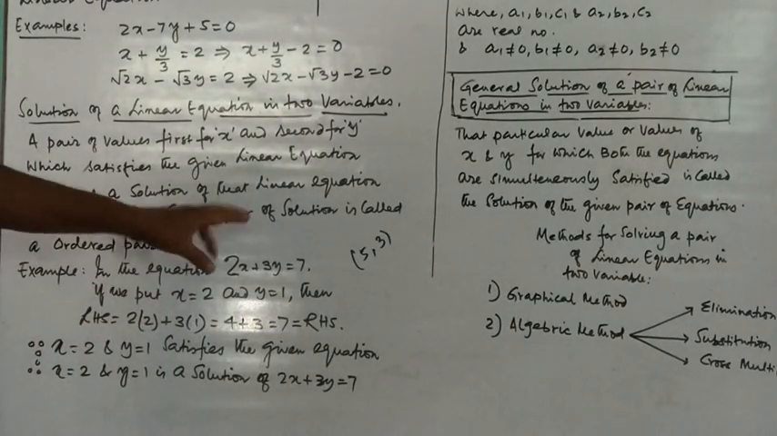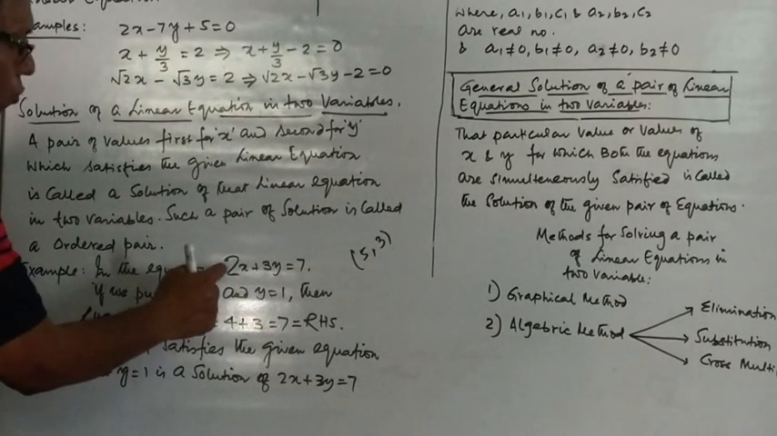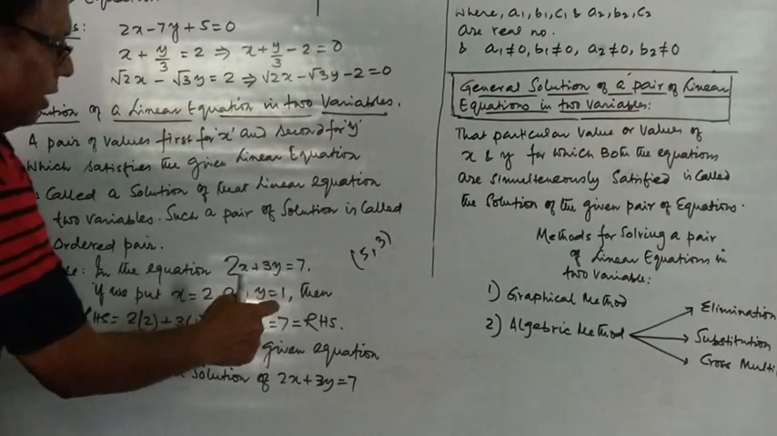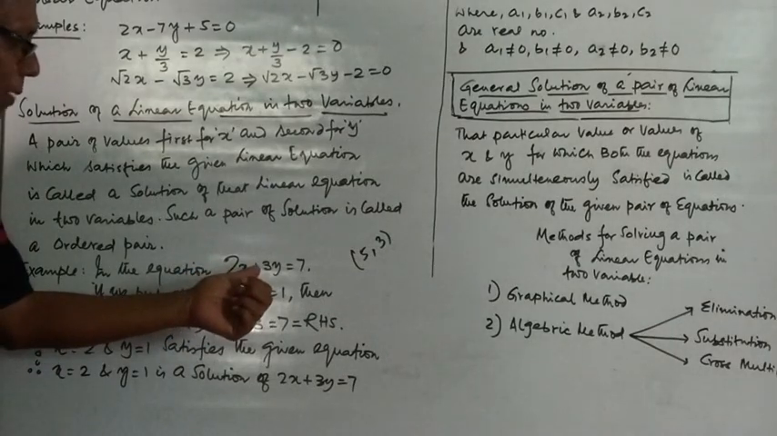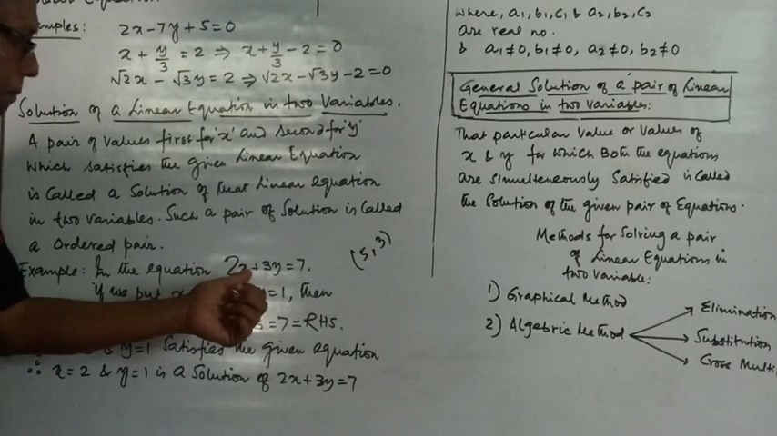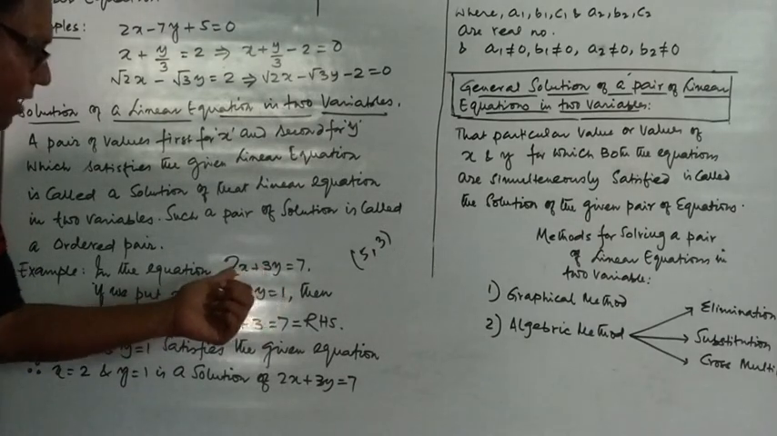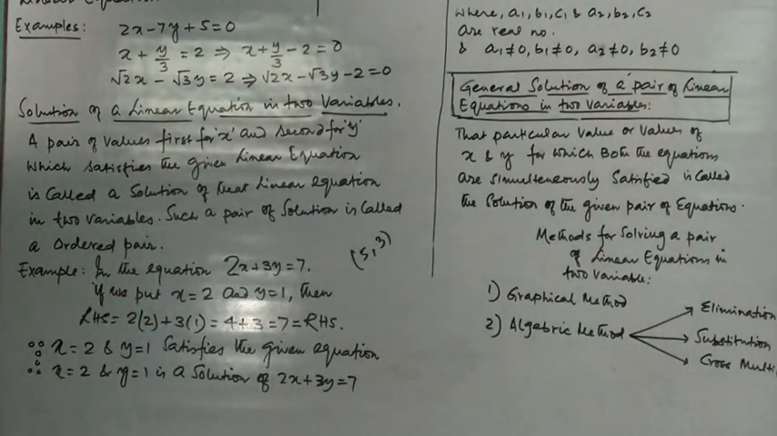If we put in this very equation x = 2 and y = 1, what are we getting? 2 into 2 plus 3 into 1. 2 into 2 will give us 4, plus 3 into 1 will give us 3, 4 plus 3 will be 7, and LHS will become equal to RHS.